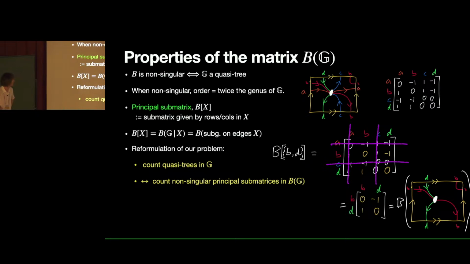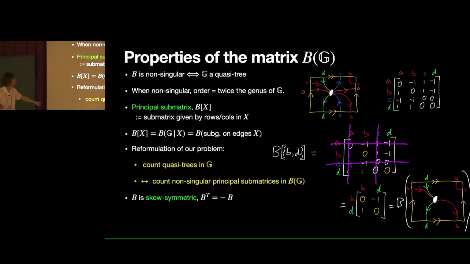So this gives me a reformulation of the problem. We want to count the number of quasi-trees in G, so instead of that we can just count the number of non-singular principal submatrices in B. So let's do that, but for that I'm going to make two more algebraic observations.